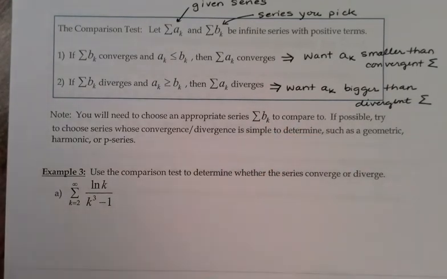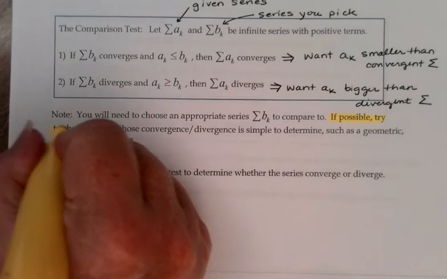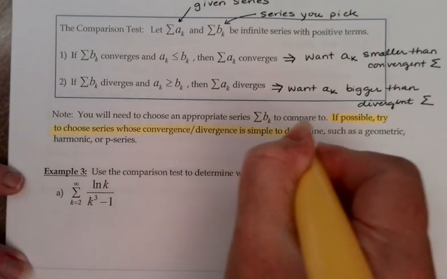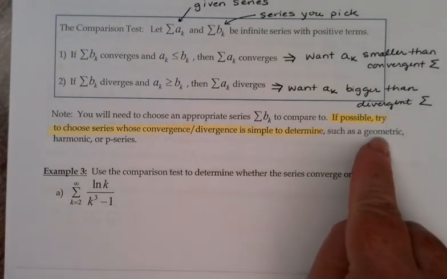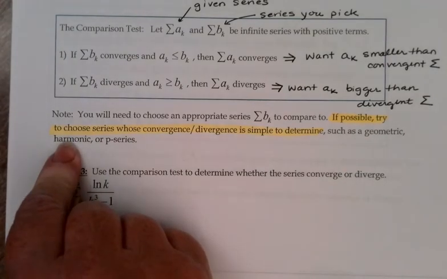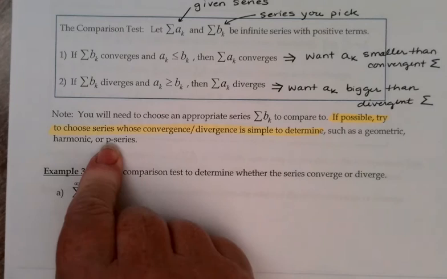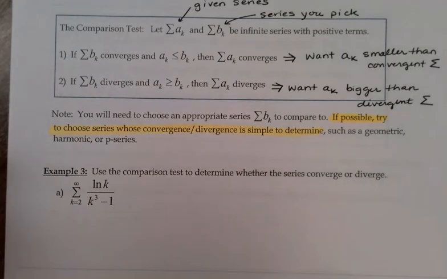This next sentence is important. If possible, try to choose series whose convergence or divergence is simple to determine. You don't want to have to work too hard with your b sub k. What kinds of series do we already know really easily whether or not they converge? Geometrics, those are easy, right? They converge if the absolute value of r is less than 1. Harmonic, that always diverges. P-series, this one converges when p is greater than 1. Let's just jot those down for ourselves.